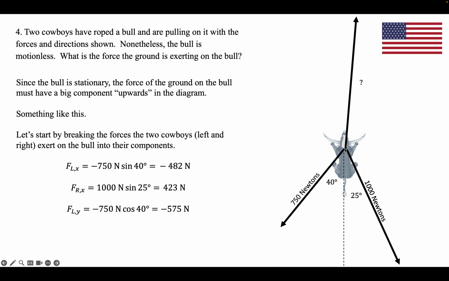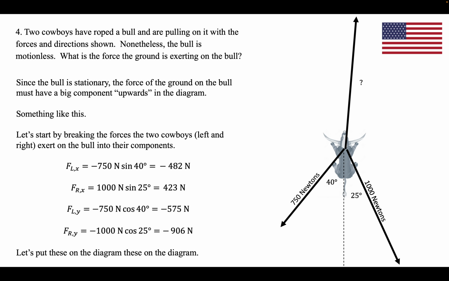The vertical component from the cowboy on the left is cosine 40 degrees times 750, which is 575. We put a negative sign on it because it's downward, but we can see it's negative from the diagram. The cowboy on the right in the vertical direction is 906 newtons straight down.